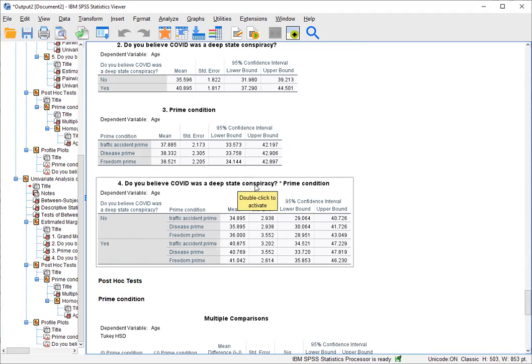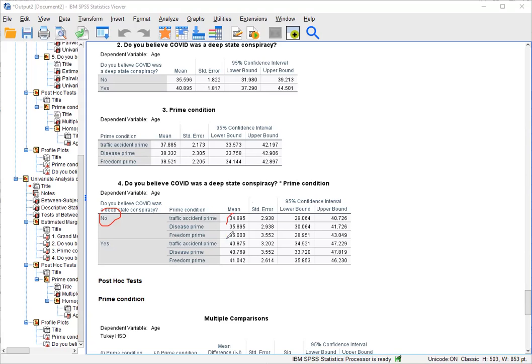Let's get a pencil out here. So let's look, this breaks it down by each cell, right? So we have a total of 6 cells here, right? 3 for no and 3 for yes, the 3 separate conditions. So remember, it's a 2 by 3 ANOVA. 2 by 3 is 6 cells. Okay, and we have means.